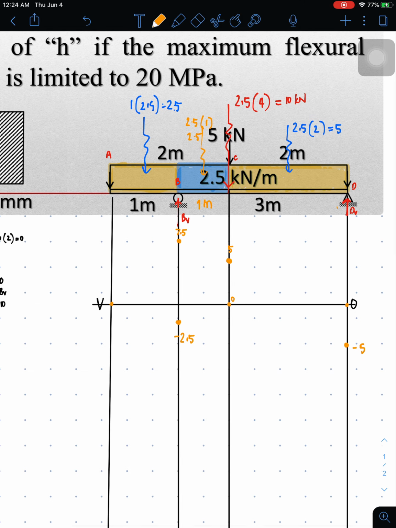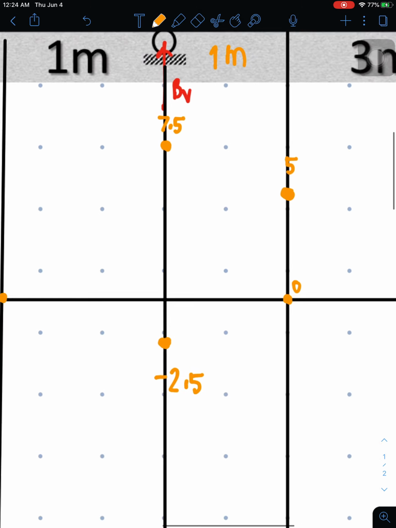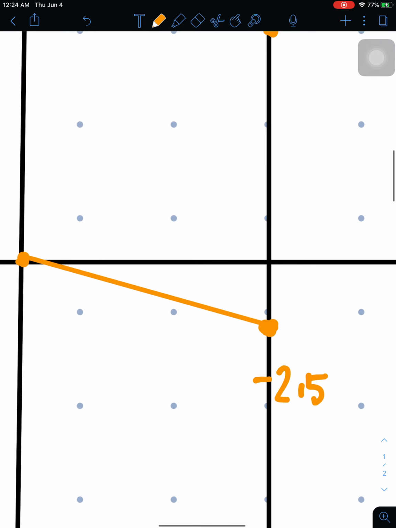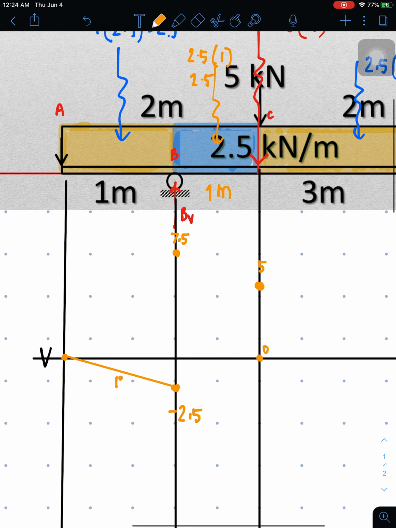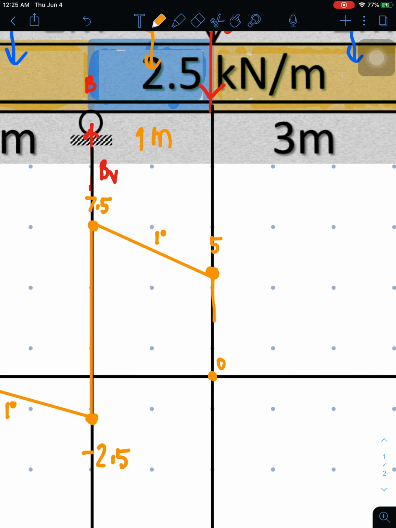Okay, let's draw the shear diagram. Remember that all the slope here for the curve is at 0. So, tanan nga curve nga ato ma-plot from A to B is a straight line. Inclined line. And this is at first degree. Then all we have to do is connect this 7.5 and positive 5. And this is at first degree. Then we connect this.